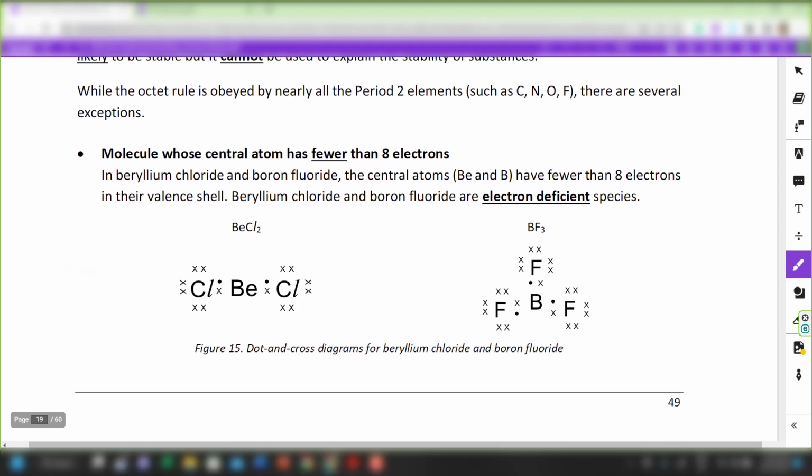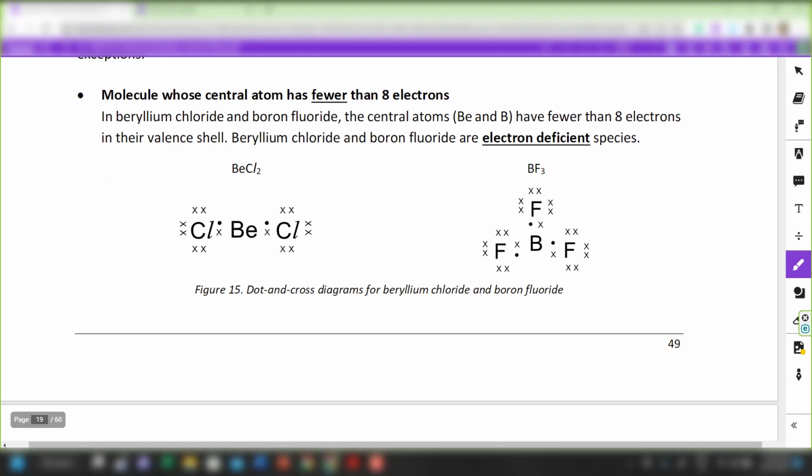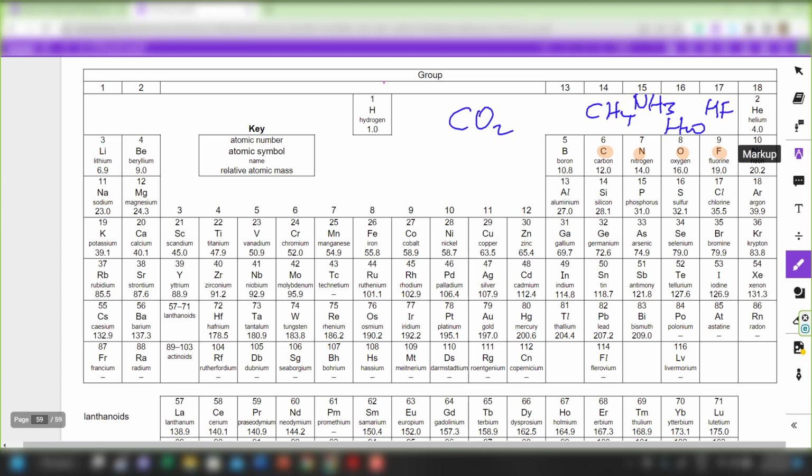Okay, but for A levels, it's not that straightforward, because there are quite a lot of simple covalent compounds that do not fall within the domains of having the octet configuration. The reason being, it's simply not possible. So for example, for the first bullet point, we deal with molecules where the central atom has fewer than 8 electrons. Over here we are dealing with two elements, beryllium and boron. If you take a look at the periodic table, for beryllium we are looking at group 2, and boron we are looking at group 13.